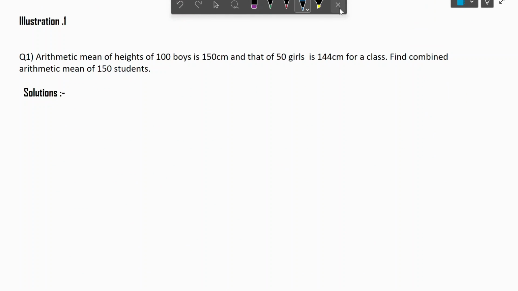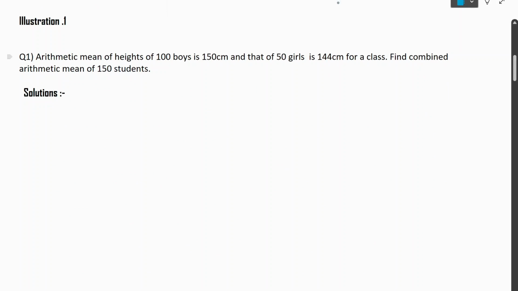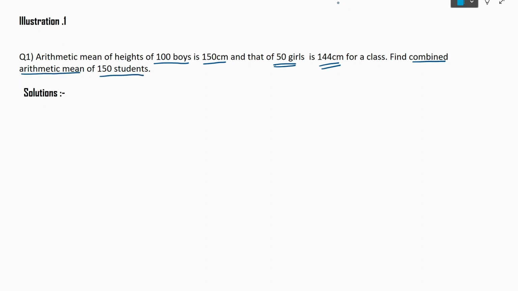Here is what is given and what you need to find. The arithmetic mean of heights of 100 boys is 150 centimeter, and for 50 girls, it is 144 centimeter. Find the combined arithmetic mean of 150 students. This is a direct question. They are asking you to find the combined arithmetic mean of 150 students.